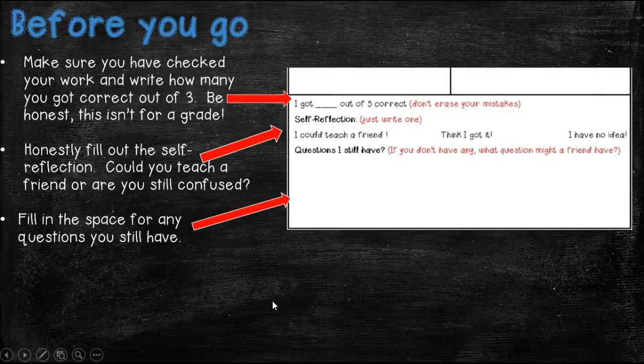So make sure you check your work and you wrote how many you got correct out of 3 this time. Remember, be honest, it's not for a grade. And please fill out that self-reflection so we can help you quickly tomorrow. Could you teach a friend? Do you think you got it? Or do you have no idea? And as always, if you have any questions, go ahead and put those at the bottom of your math notebook page.